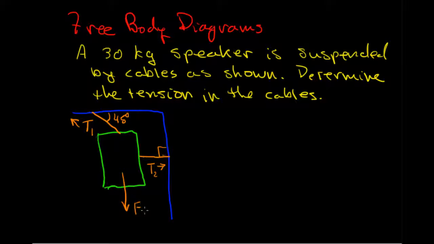And there's one more force acting on the speaker, and that's the force of gravity, and that's equal to mass times gravity, right? And so we've got these three forces acting on the speaker, and we want to determine what the tensions T1 and T2 are. And so we start this problem by just drawing a free body diagram for the speaker, right?